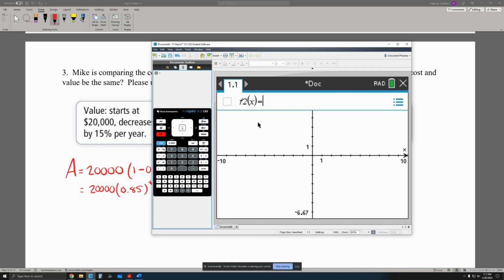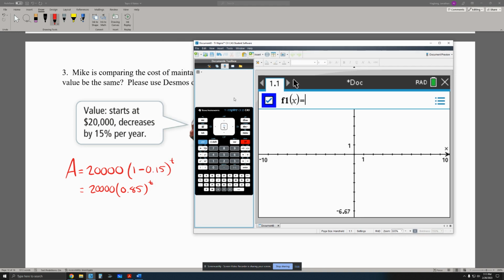I'm going to hit Tab, and I'm going to go up and just take out that old function that I have. Okay, so I'm going to put into f1 of x my first function. This is going to be the value of the car. So we have 20,000 times 0.85 to the power x. I'm going to hit enter, and we're not going to be able to see it because it's going to be way off the graph, right?